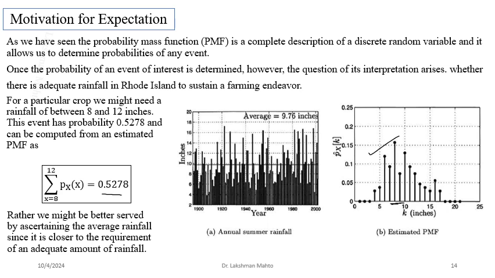So what is the average rainfall? It is 9.76. If you are going for crop farming, you need a rainfall of 8 to 12 inches. And you come to know that in that area there is an average rainfall of 9.76. That means you can do that farming. The farming of that crop you can do in that area.